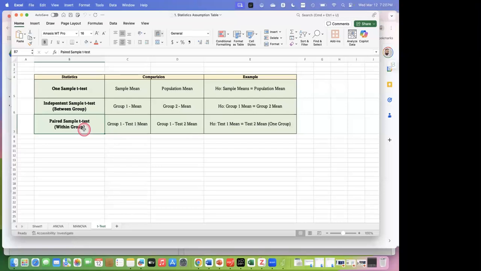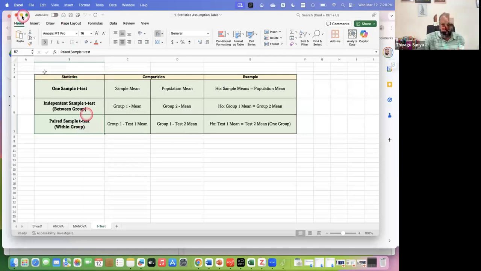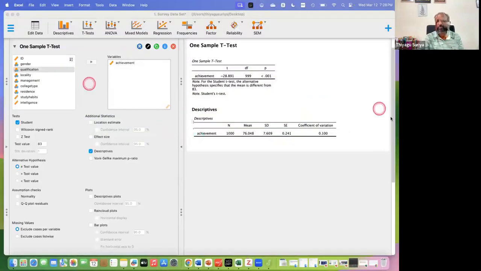Okay, because within the group, you are comparing the two tests, right? So hope you are getting the clarity about this. If you want, I can explore it later. Now I just come back to my thing.